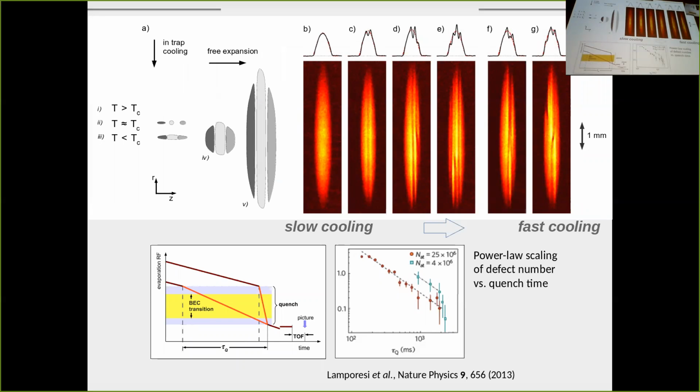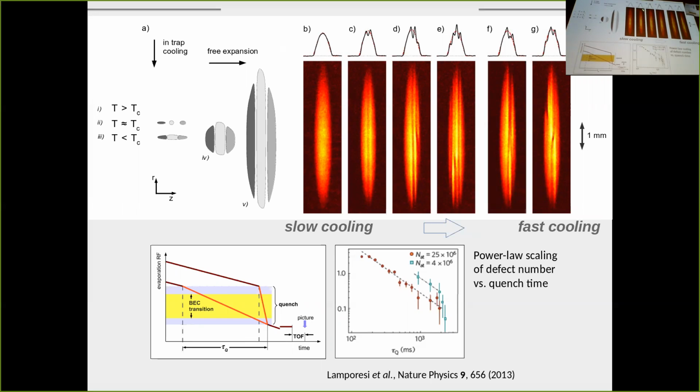Since our sample is relatively elongated, the defects appear along the axial direction, and after the ballistic expansion, these defects become visible, as you see here. So these are typical images of the atomic distribution under different conditions of evaporation. For instance, if we cool slowly, we get something smooth, so without defects.